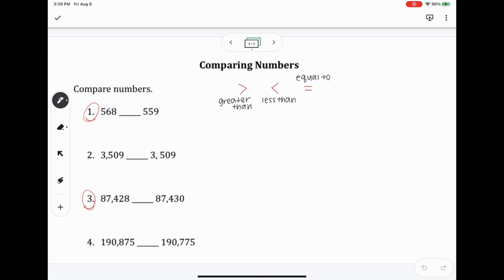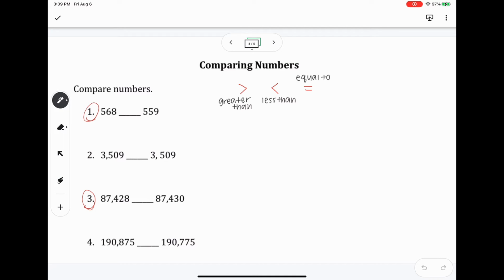Now the third topic we're going to go over is how to compare numbers. So we're going to compare numbers for number 1 and number 3. So up over here, I wrote the symbols for when you use to compare numbers. We have a greater than sign over here, we have a less than sign, and we have an equal to sign. Now for when you're comparing numbers, we're going to do number 1 over here.